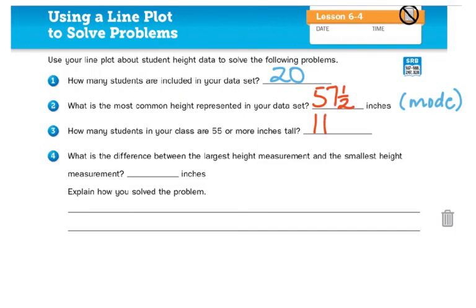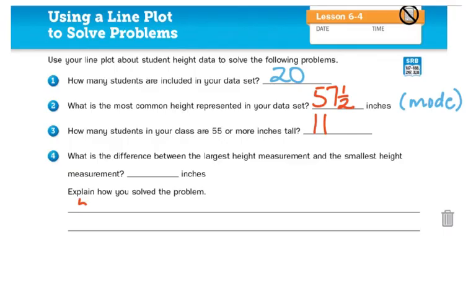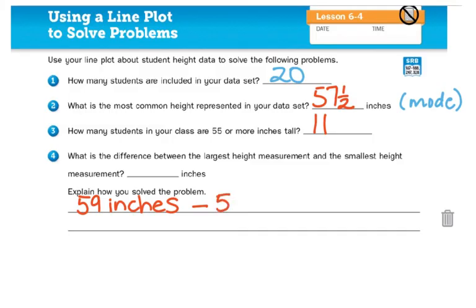What is the difference between the largest height measurement and the smallest height measurement? So let's go back. Remember, I messed up that one. So 51.5 is our smallest. 59 is our largest. So I would take 59 inches minus, and what was our smallest? 51.5 inches. And let me show you what I'm going to do to solve that.